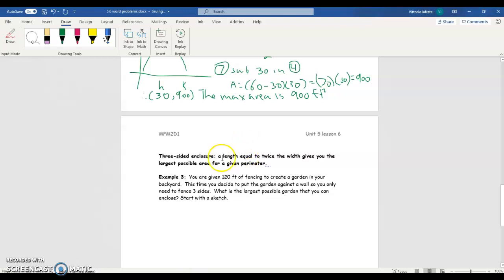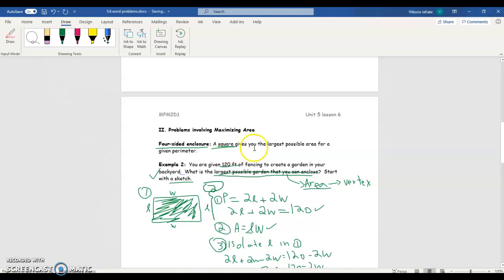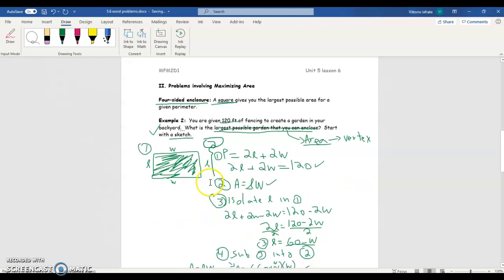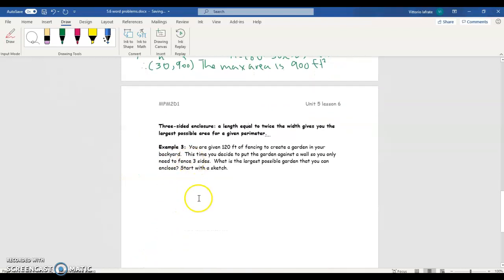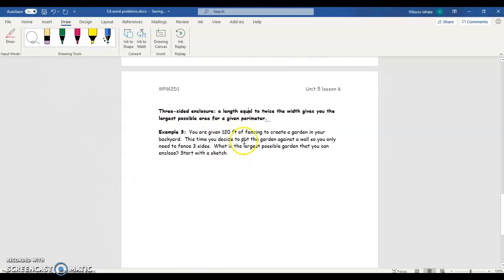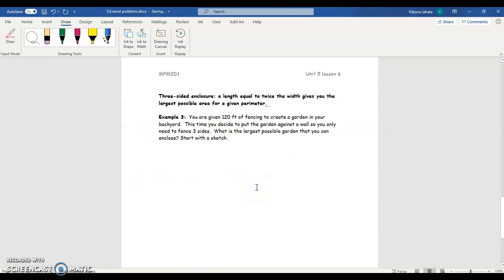So we're saying that if we have a 3-sided enclosure, if we have a length that's equal to twice the width, that's going to give you the largest area. So we're going to see if that works out. In our previous question, we had said that a square would give us the largest possible area for a given perimeter, and that's what we found. We got 30, 30, 30, 30. Here we're going to see if, when we do our 3-sided enclosure, this actually supports the idea. So in our next video, we'll finish this problem up, and then you can do some more practice with other videos that I post online as suggestions and also in your textbook and in your homework.